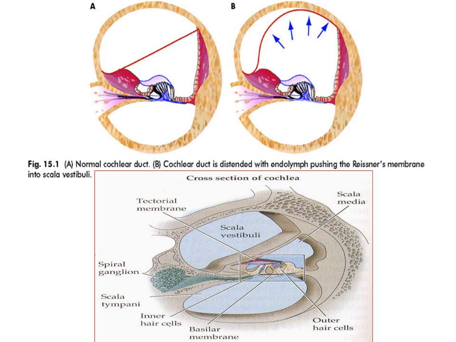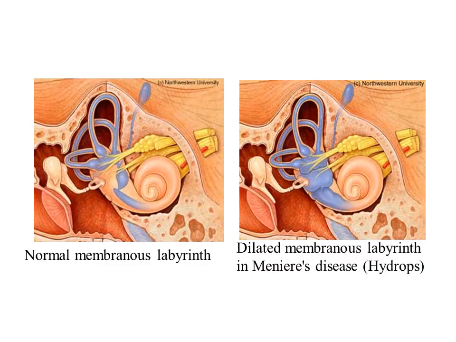So, in this condition, the scala media or the cochlear duct distends, and this will push the Reissner's membrane outwards into the scala vestibuli, which is seen clearly in the picture. So that's the pathology: the distension of the scala media into the scala vestibuli, or the dilatation of the scala media.